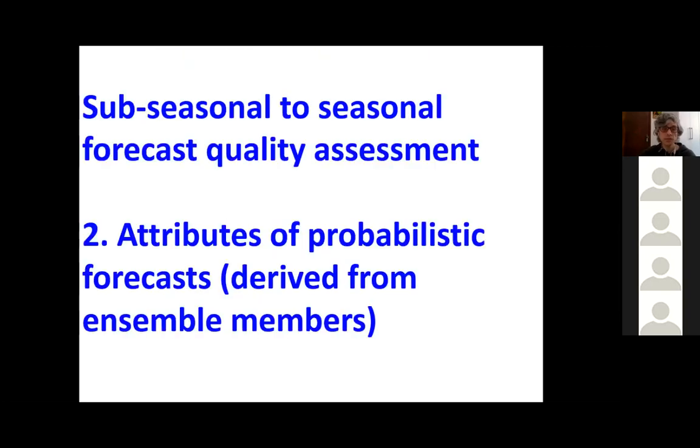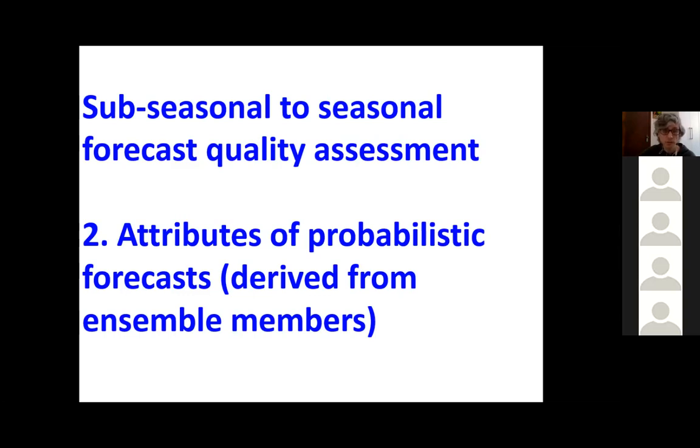So now, looking at the second part, the attributes that are more relevant for probabilistic forecasts. In that case, we are deriving probabilities from the ensemble members, and Nachiketa yesterday already provided the idea about how you use these probabilities by computing the ratio of the fraction of members falling in a particular category divided by the total number of members, or by fitting a theoretical distribution to the ensemble and estimating probabilities.